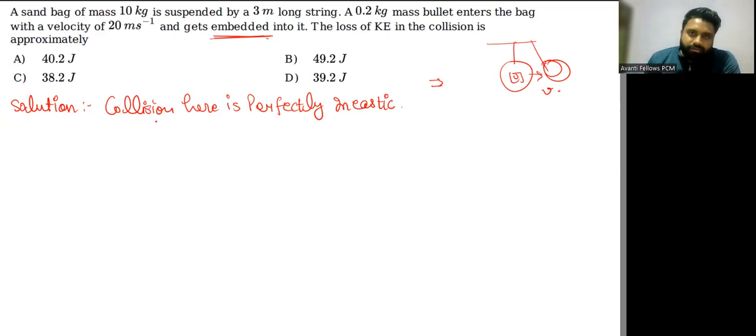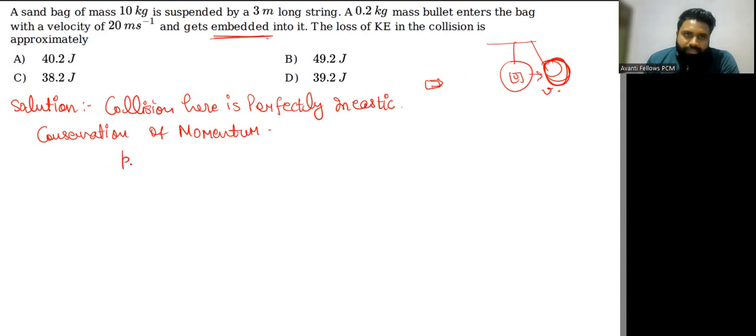So firstly, we know the initial velocity of the bullet. We want to calculate the final velocity of the system when it is embedded into it. So for that, we have to apply the conservation of momentum.